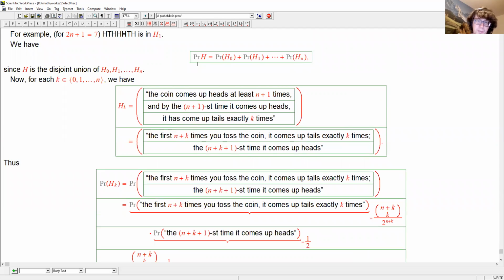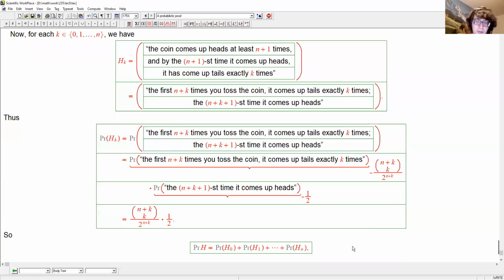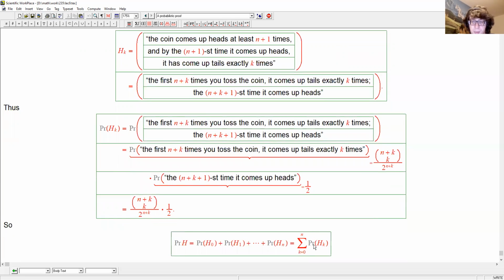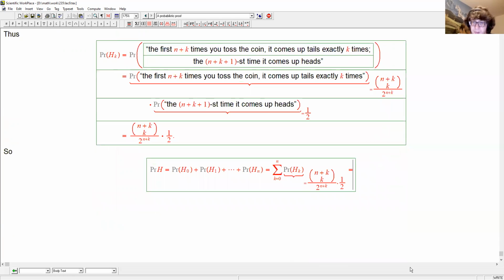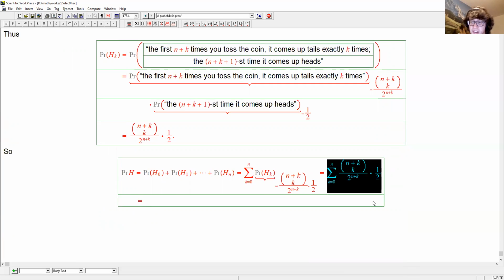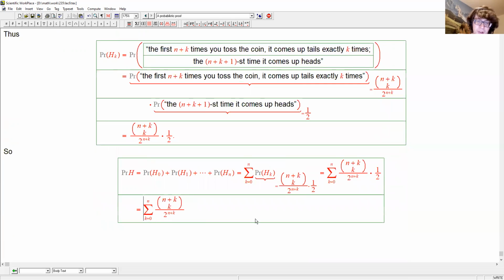Okay, so coming back to this equation, let me rewrite it with the sum sign. And the probability of hk, we have just computed. It is this beast. So you have this sum here. And I'm going to massage it a little bit. The 1/2 can go forward as a factor. And I can also rewrite 2 to the n plus k as 2 to the n times 2 to the k, and the 2 to the n can also go to the front because it doesn't depend on k. There, we have a formula for probability of h.